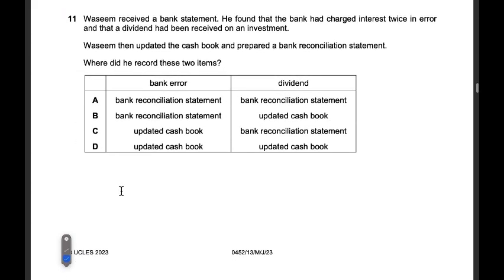Question 11. Wasim received a bank statement. He found that the bank had charged interest twice in error and that a dividend had been received on investment. Wasim then updated the cash book and prepared a bank reconciliation statement. Where did he record these two items? Okay. So when we talk about a bank error, since this is on the bank statement and is of no relevance to anything in the cash book, we do it in the bank reconciliation statement. And a dividend which had been received on an investment is shown in the bank statement but is not in the cash book. So we record it in the cash book. Hence making option B our correct answer.